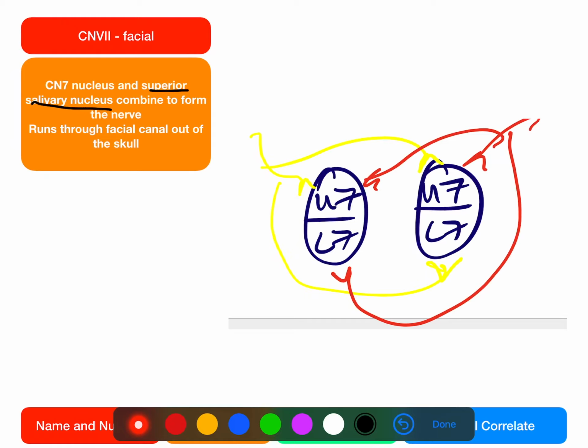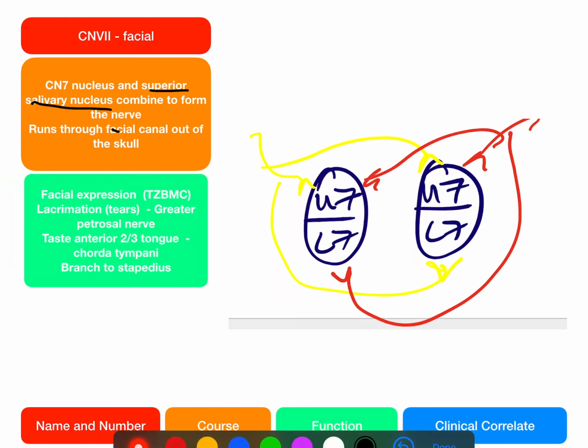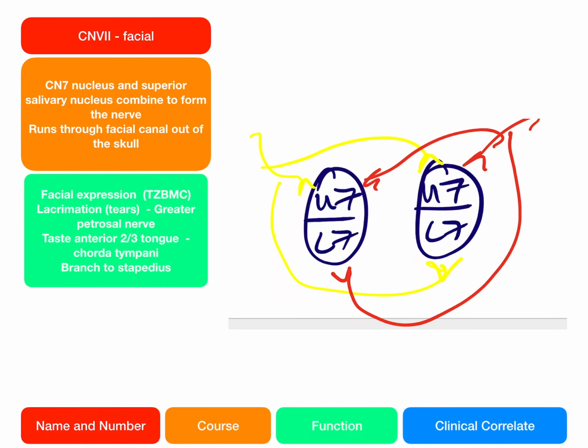But it doesn't do the parotid gland. The parotid gland is cranial nerve 9, which is a pain in the arse, but we'll get to that. Right? So, it runs through the facial canal and out of the skull.